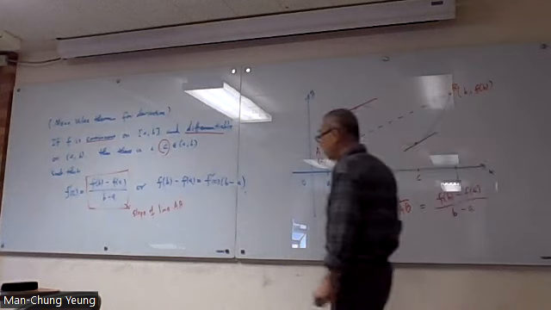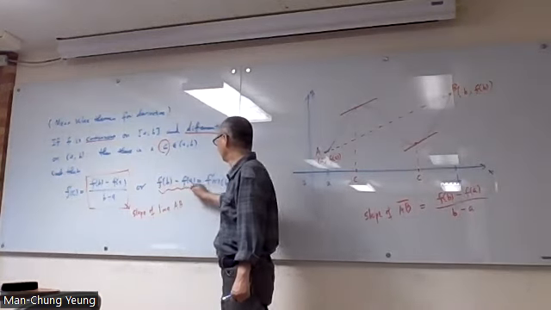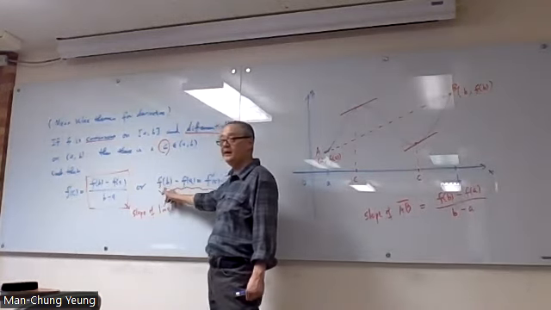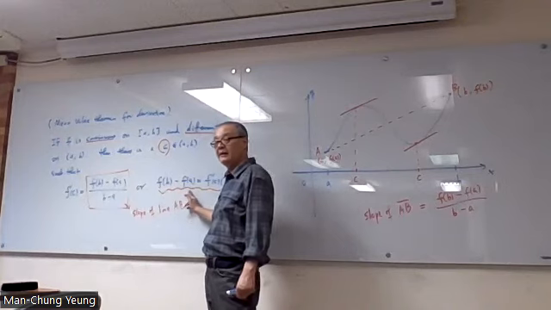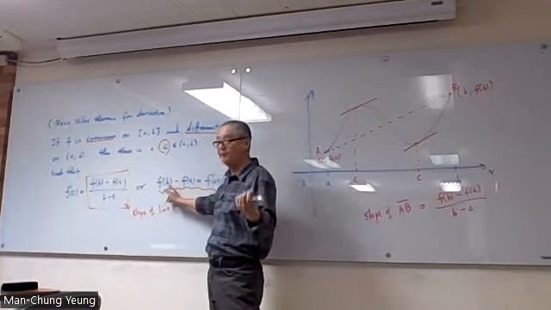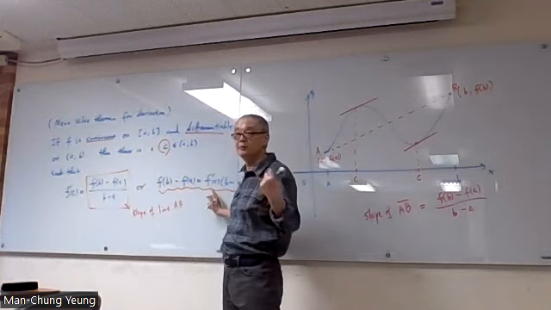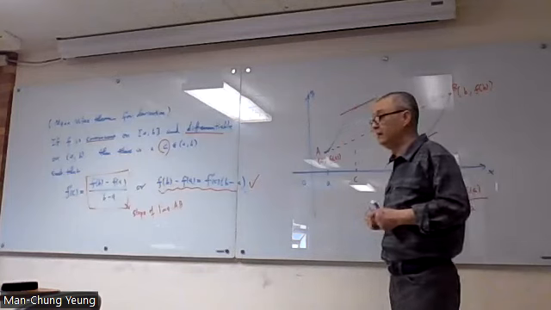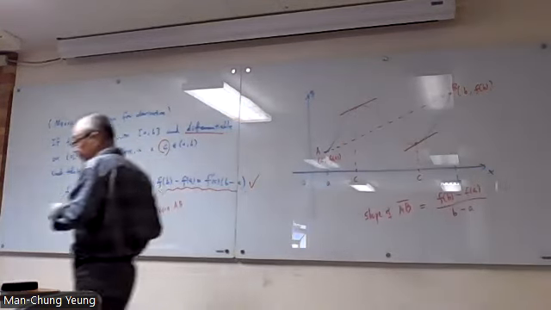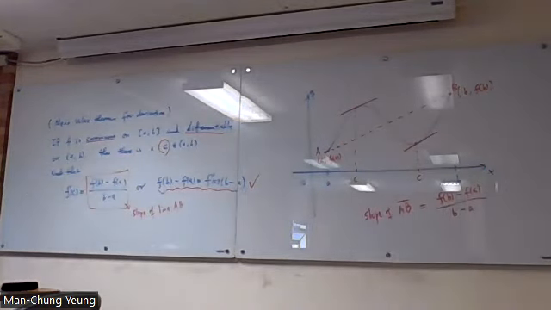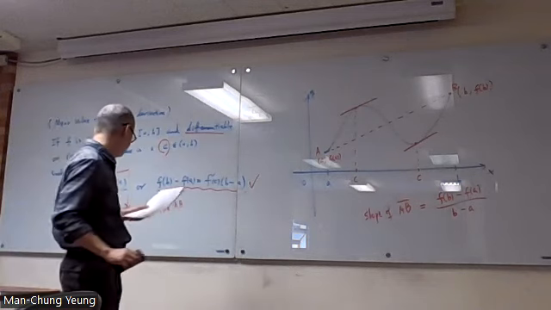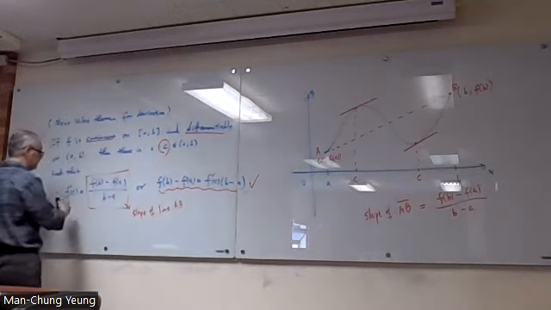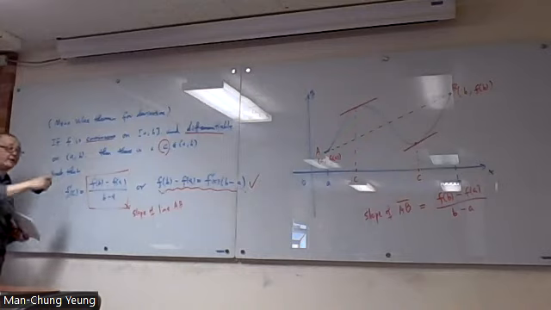Actually, we often use this equation: f of B minus f of A equals f prime of C times B minus A. There is a C between A and B so that this equation is true. We often use this equation. Rolle's theorem, we often use. But Rolle's theorem is a special case of the mean value theorem.